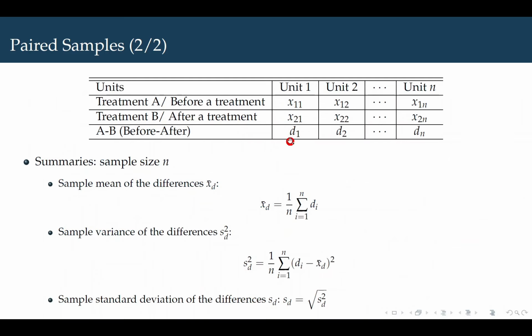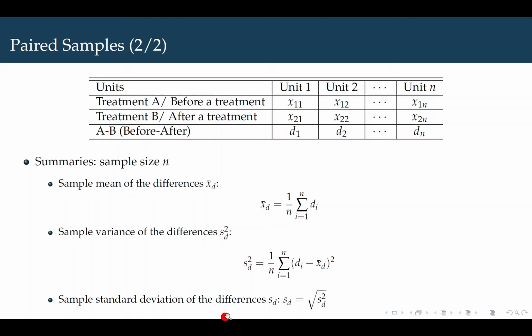Then once we have these differences, D1, D2, Dn, we can obtain the summary statistics. The sample size here will be n, and we have n differences. We can also calculate the sample mean of the differences, D1 plus D2 plus Dn divided by n. Similarly, we can calculate the sample variance of the differences as 1 over n times the sum of the square of the deviation of each difference from the mean difference.